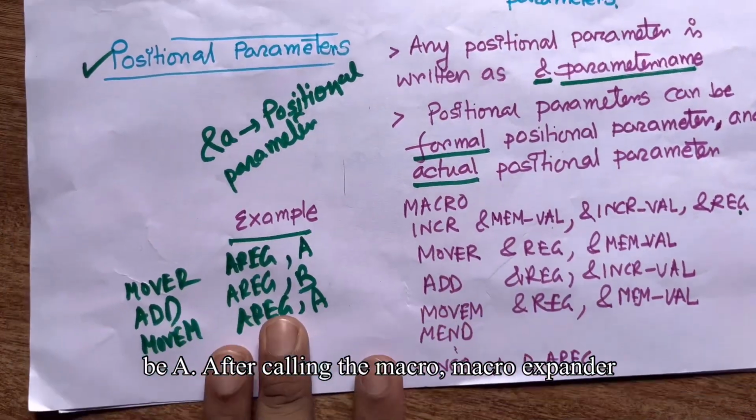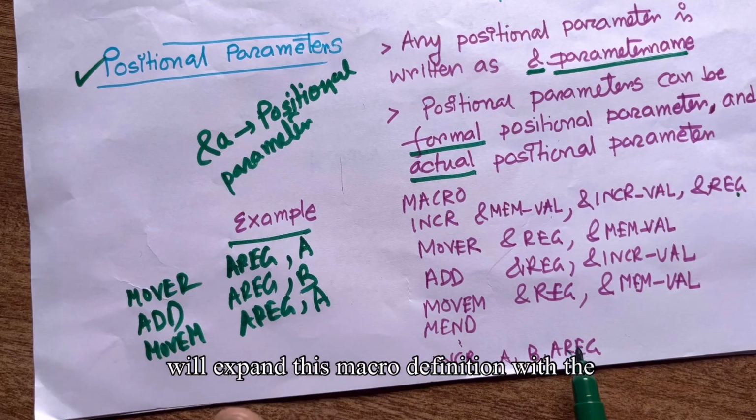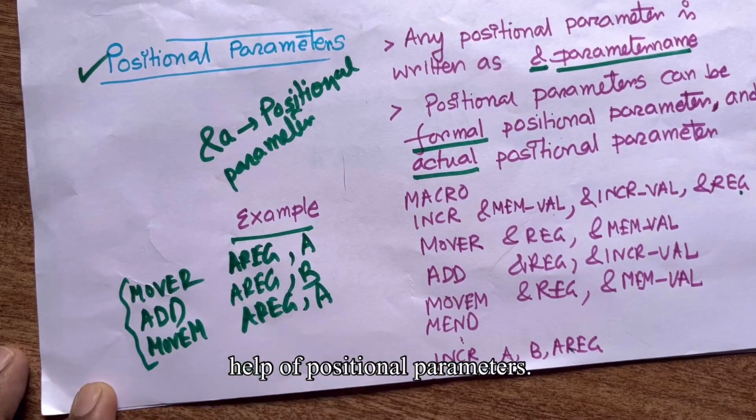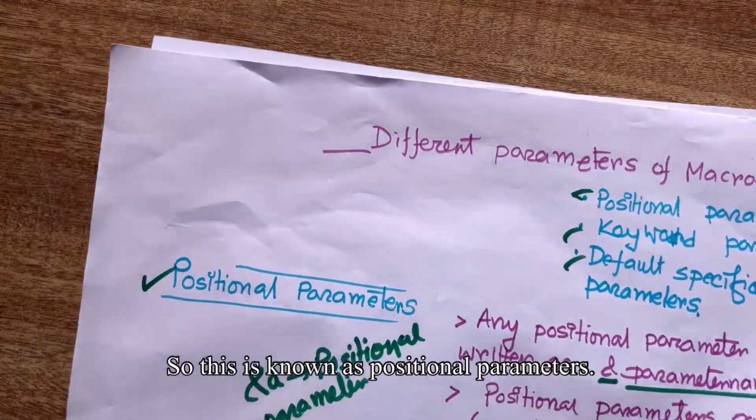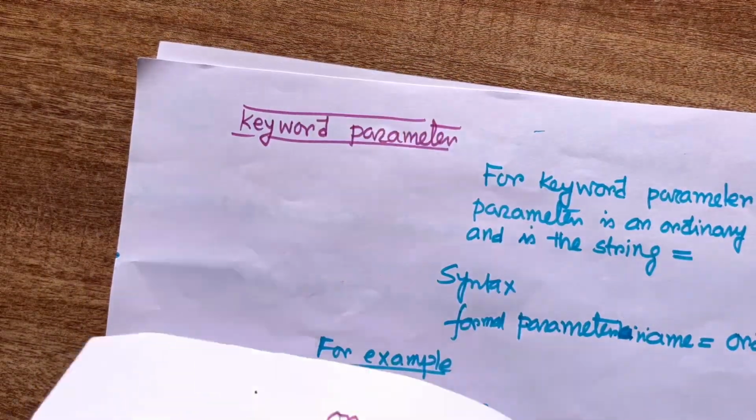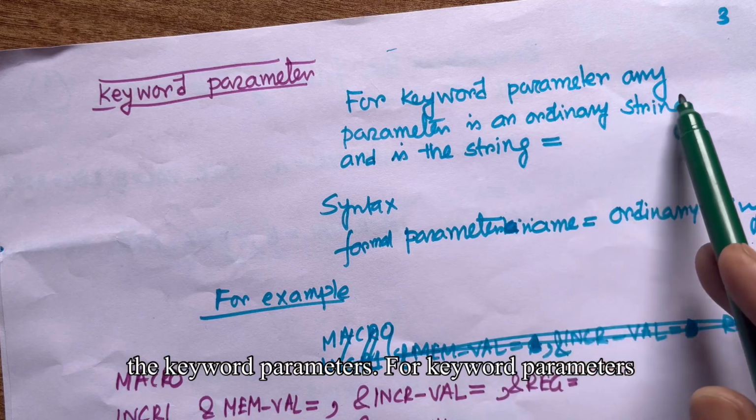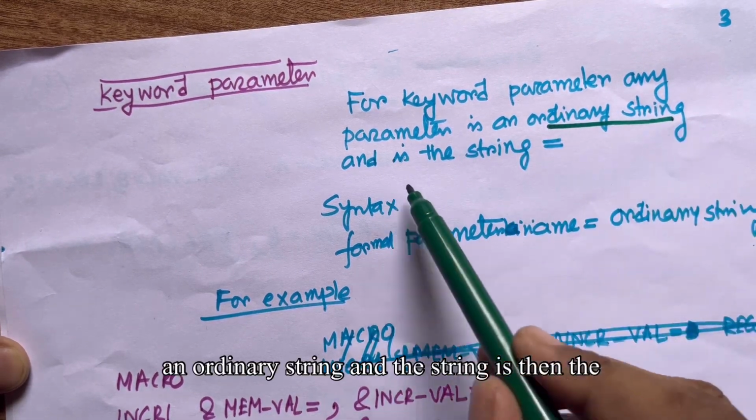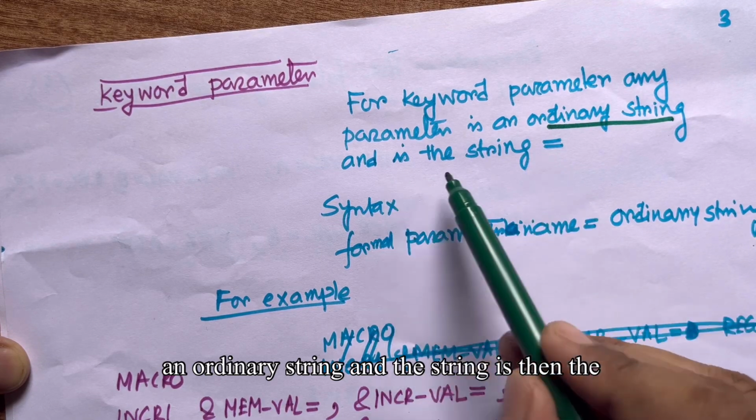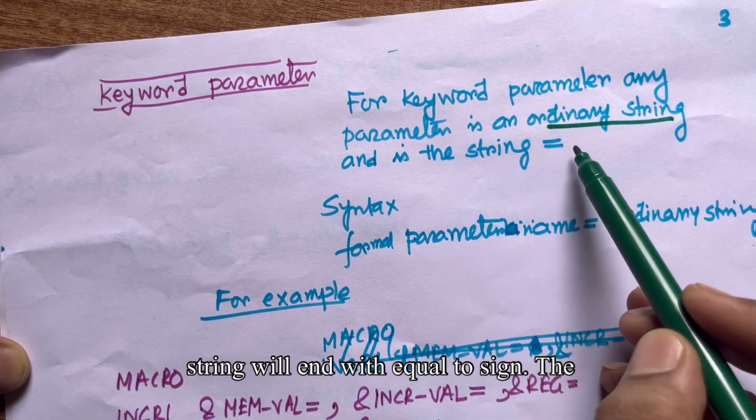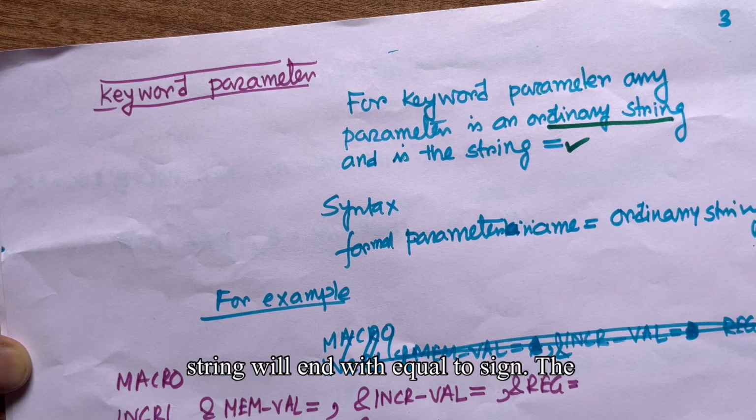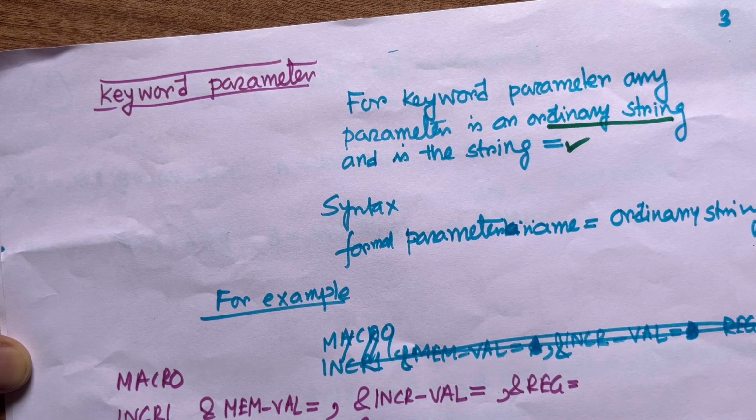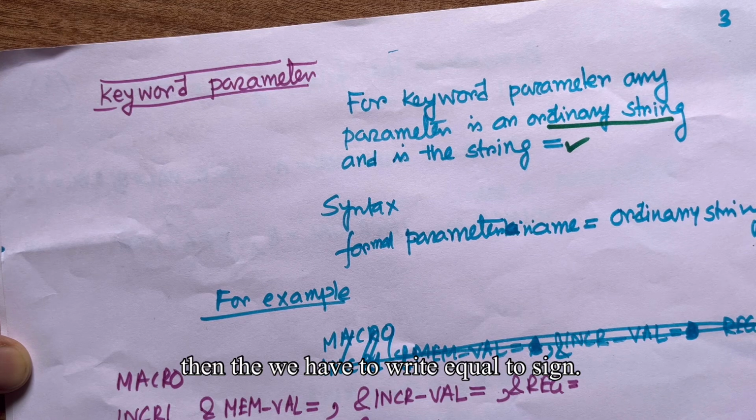After calling, the macro expander will expand this macro definition with the help of positional parameters. So this is known as positional parameters. Next, the keyword parameters. For keyword parameters, any parameter is an ordinary string, and the string ends with an equal to sign.